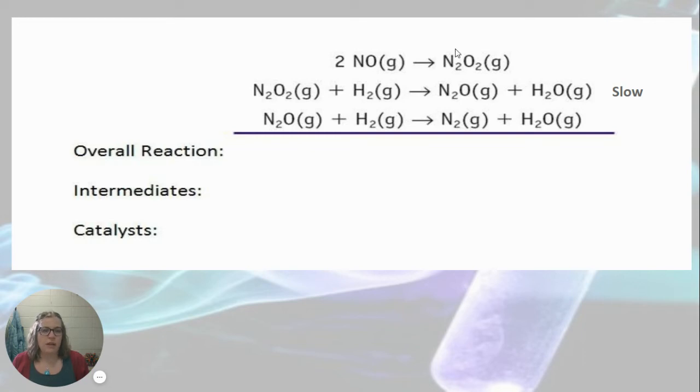Okay? Then, in the second elementary step, which is marked as our slow step, so we're going to call that our rate determining step, that N2O2 is used up because it hits together with an H2 and makes N2O and water. So hydrogen collides with this molecule, and then it takes an O and makes N2O and H2O. The next step of the mechanism then suggests that this new N2O gets together with another hydrogen that's floating around, and it turns into N2 and H2O.